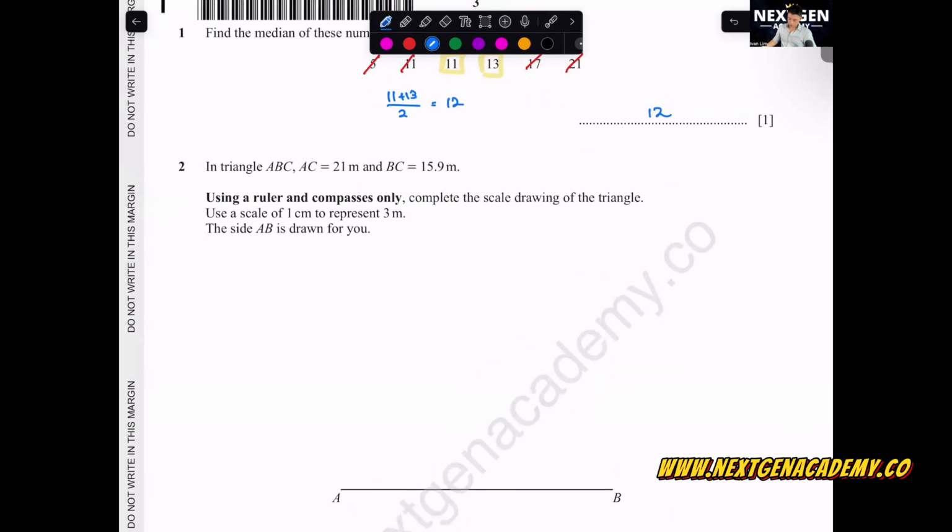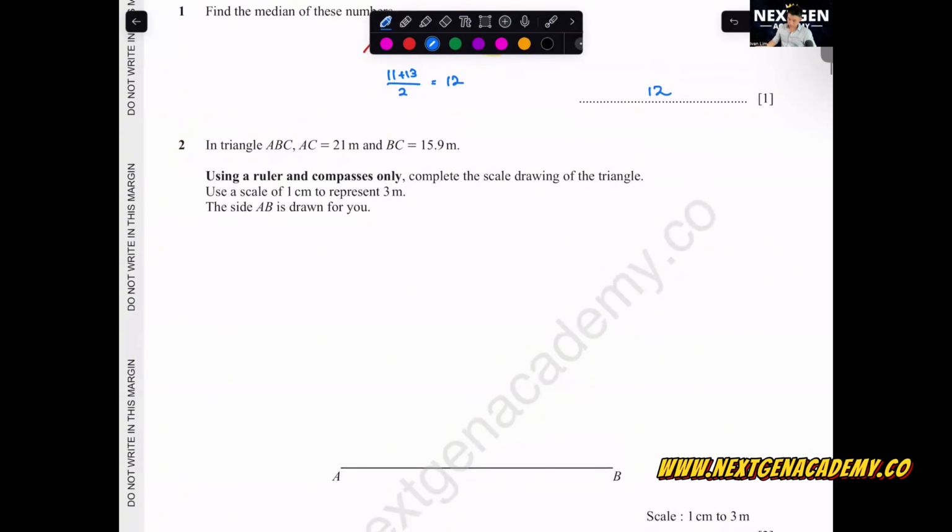Number 2. In triangle ABC, AC is equal to 21 meters, BC is equal to 15.9 meters. Using a ruler and compass, complete the scale drawing of this triangle. Use a scale of 1 cm to represent 3 meters. The side AB is drawn for you. Remember, please bring your Oxford set. You know what your Oxford set is? Your compass, your protractor, the triangular ruler, you're going to use it in the exam. I'm scared maybe some of your schools or centers don't provide. If you all forget, please go and prepare it.